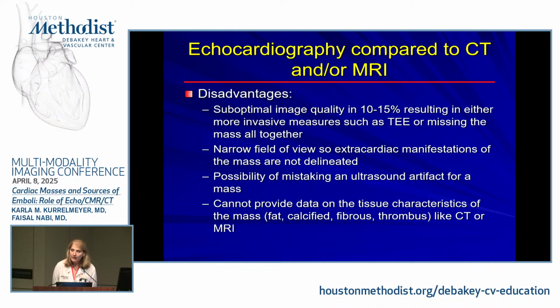There's a possibility of mistaking ultrasound artifacts for a mass, so you really need to know what those artifacts look like and where they occur within the heart so that it doesn't happen to you. And of course, echo cannot provide data on the tissue characteristics of the mass. It can't tell you definitively if it's fat, if it's calcified, if it's fibrous or a thrombus. There are no special protocols to do that like CT or MRI. So we can only infer, we can't say with 100% certainty.